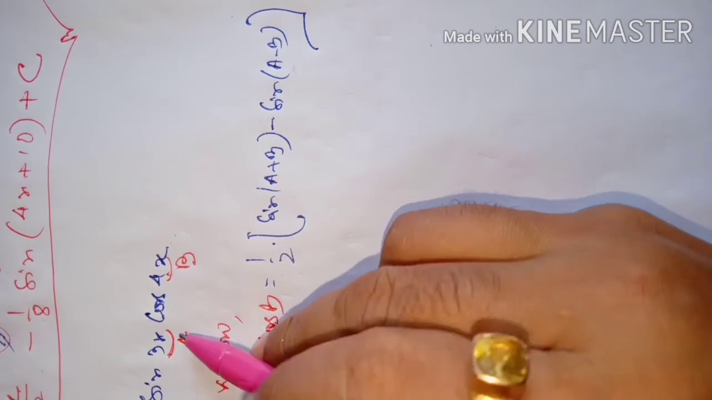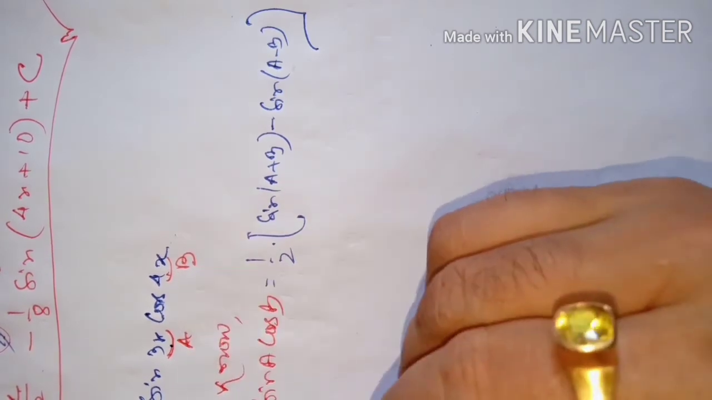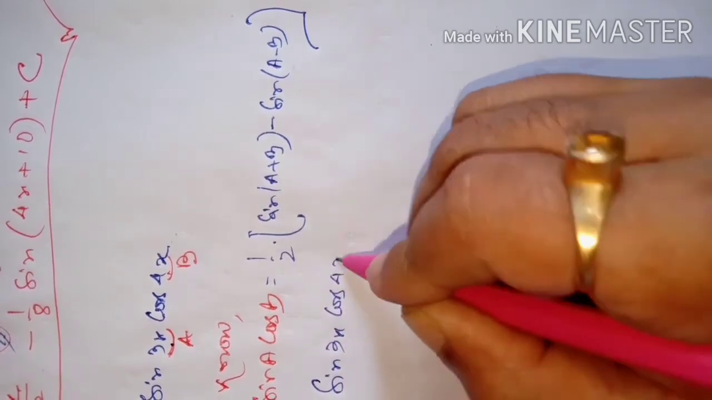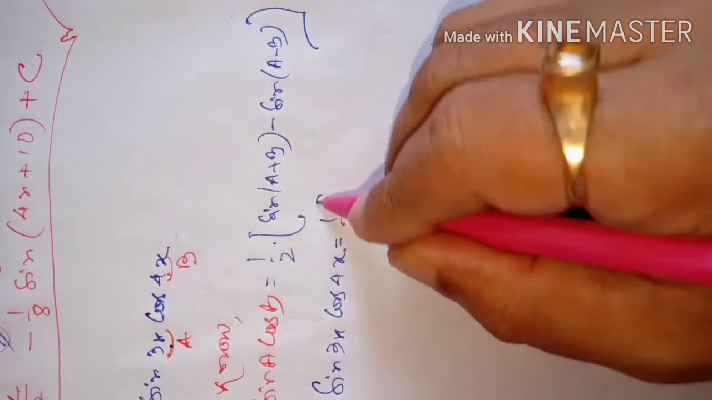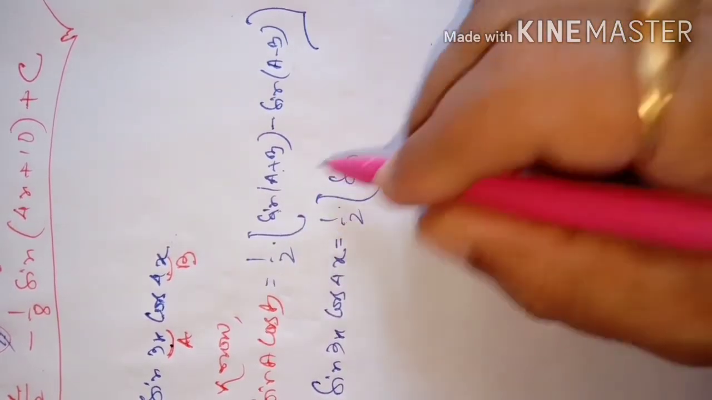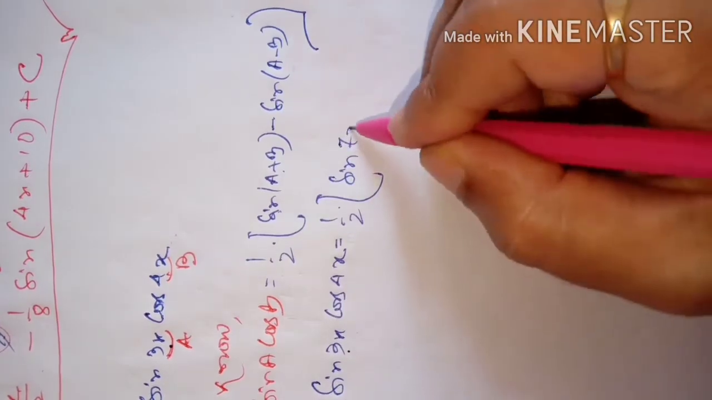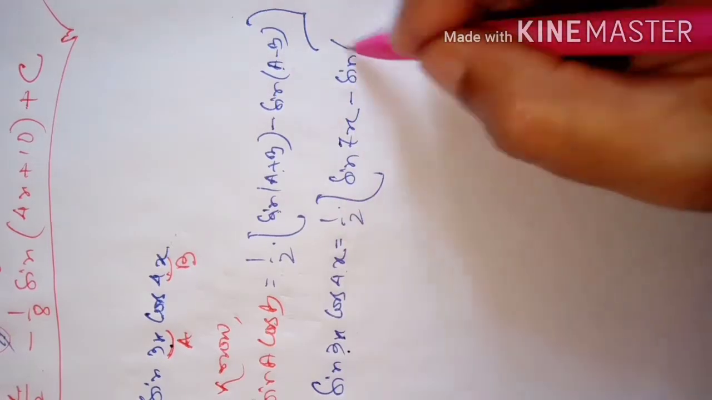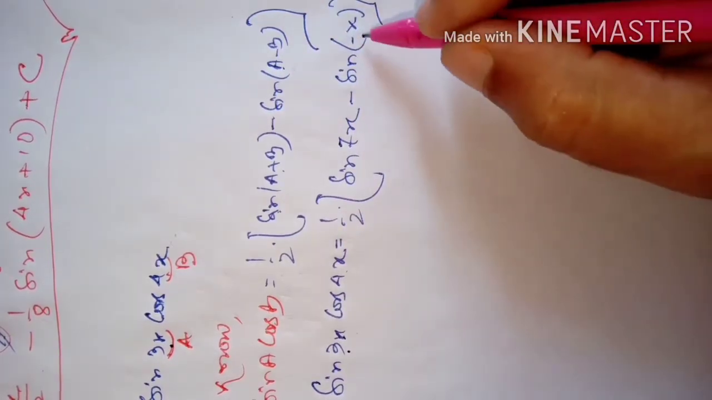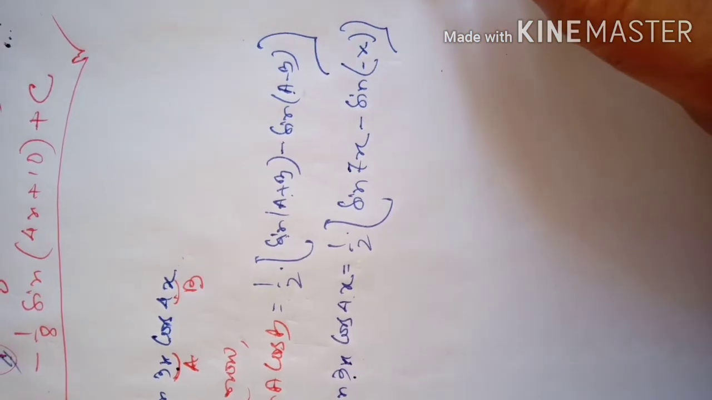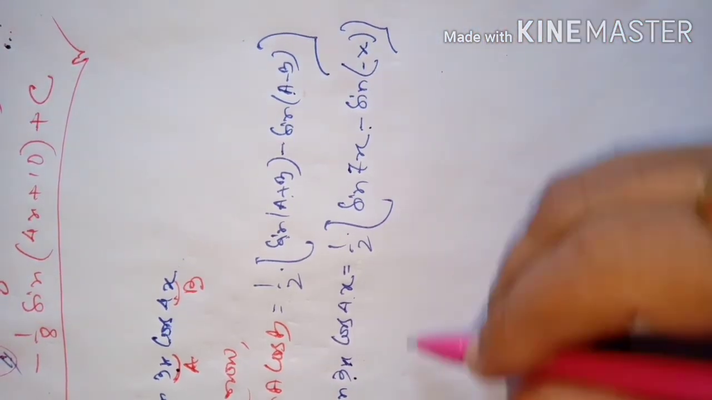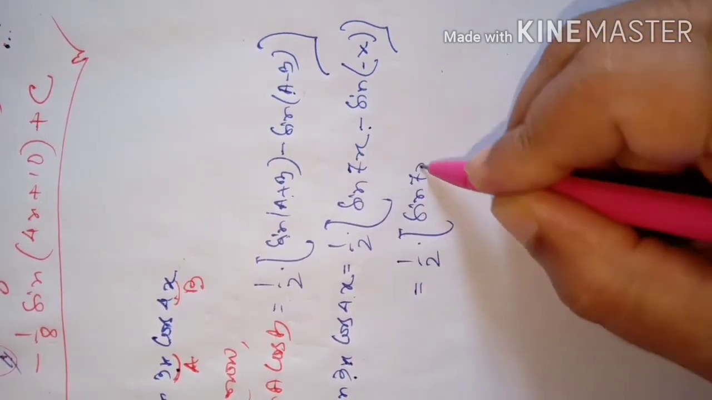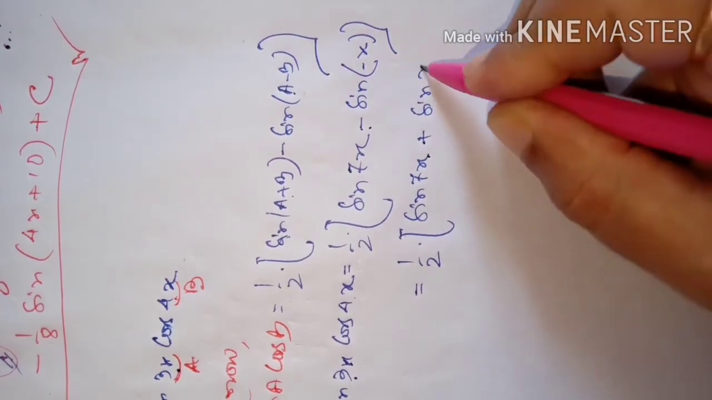So this is A, this is B, so we will write it as sin 3x cos 4x. We can treat it this way: half into sin of A plus B, that is 3x plus 4x, that is 7x, minus sin of A minus B, 3x minus 4x, which is minus x. But sin minus theta is minus sin theta, so minus minus will become plus. So the final expression will be half into sin 7x plus sin x. Okay, dear students?